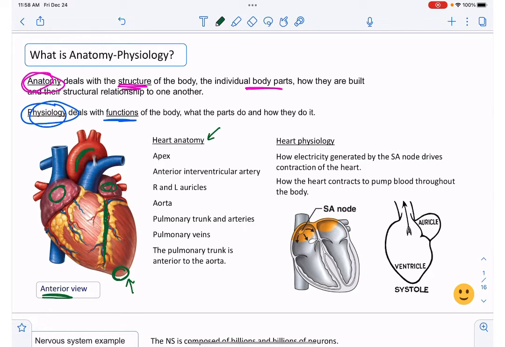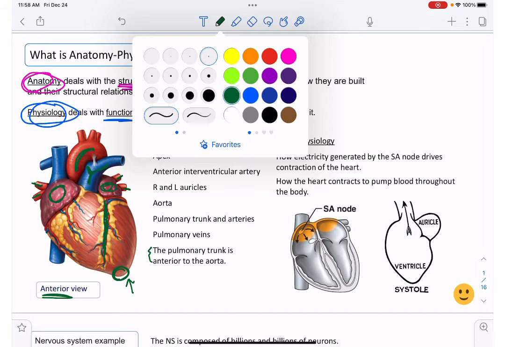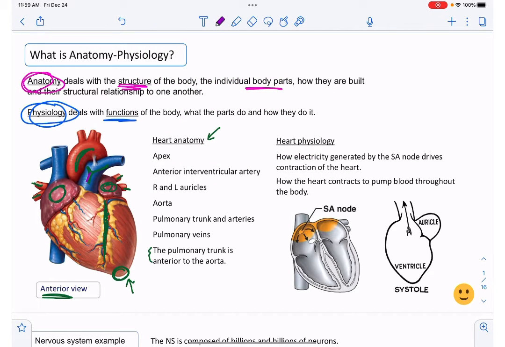There's the aorta. There's the pulmonary trunk and the pulmonary arteries. Here's the pulmonary veins coming in the back. The pulmonary trunk is anterior or in front of the aorta. That's an anatomical description. So all of these different parts, this represents different anatomy of the heart.